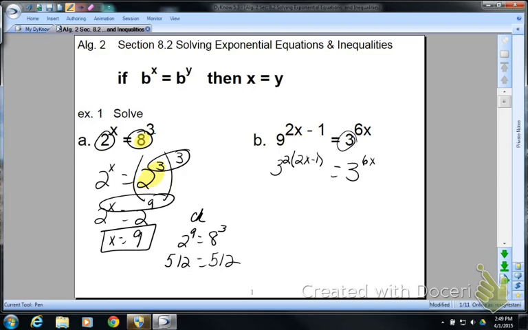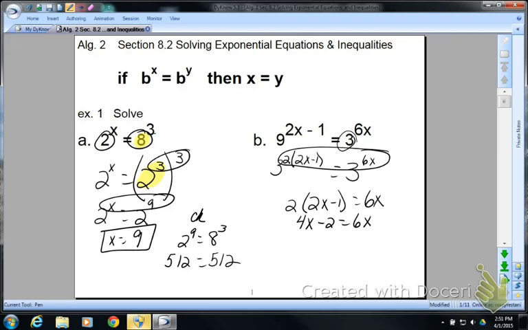Now our bases are identical, so we just put our exponents equal to each other. So that's 2 times 2x minus 1 is equal to 6x. And then this is simple solving equations. Do the distributive property. We're going to solve for x by subtracting 4x on both sides. So that's negative 2 is equal to 2x. And then divide both sides by 2. So negative 1 is equal to x.